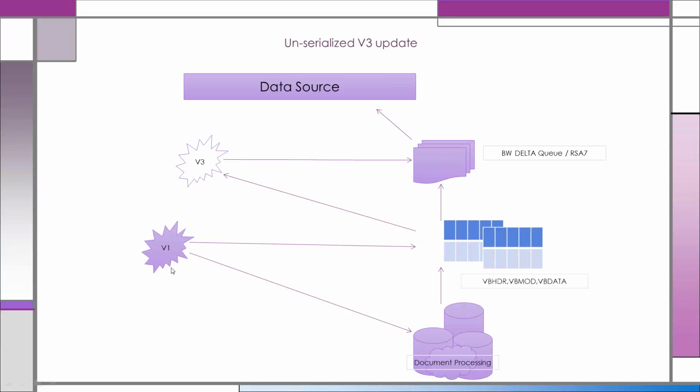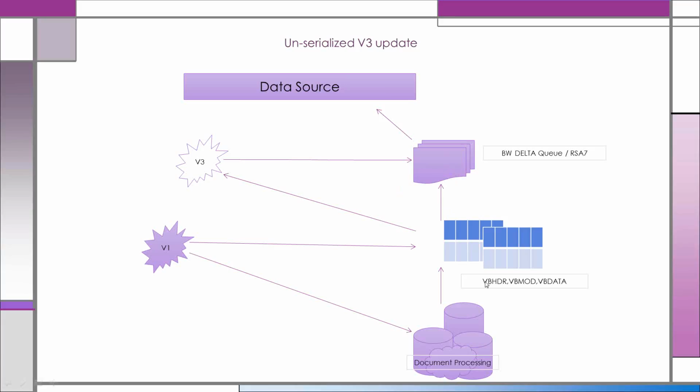What this does is, you see, totally different scenarios here. Unserialized means that whenever a document is posted, the document will be loaded into the application table as well as the target table, and from the target table it goes to the delta queue.